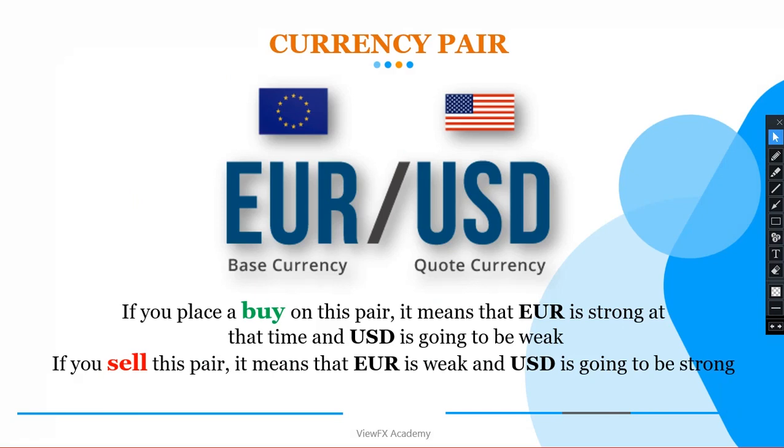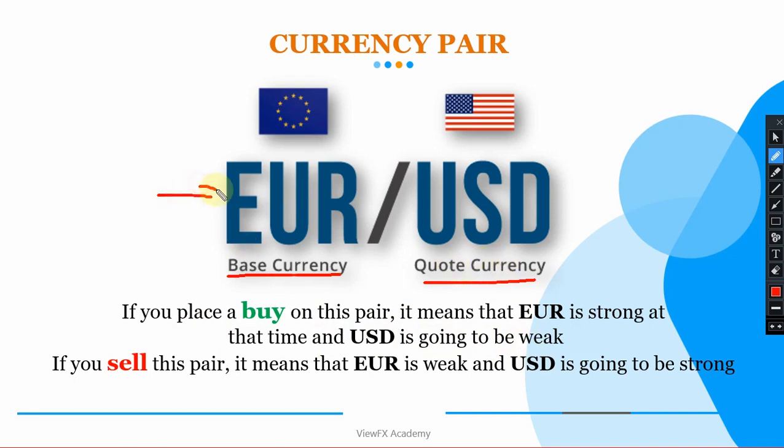Alright, when I talk about the currency pairs, I just want to summarize it. Like I said, the first one is usually the base currency, while the second one is the quote currency. If you place a buy on this pair, it means that the first one, which is euro, is strong at that time, and USD is going to be weak.